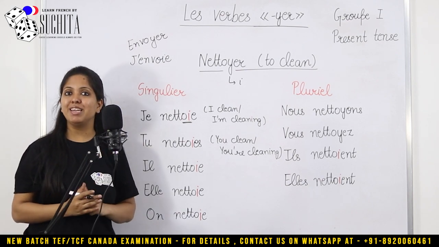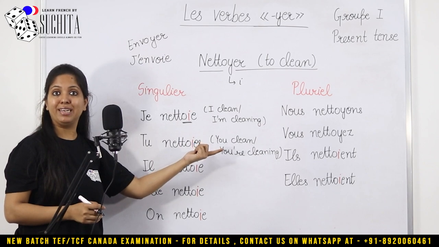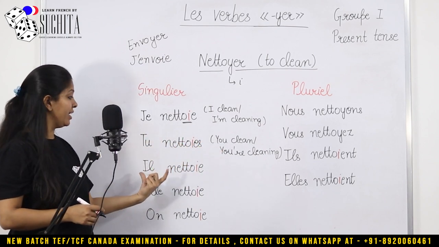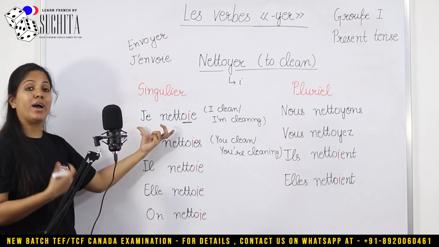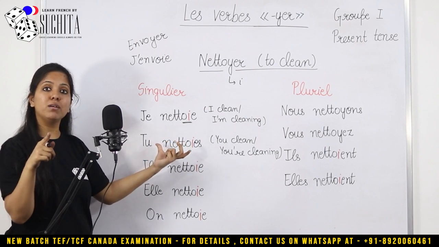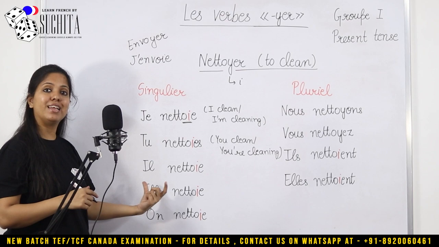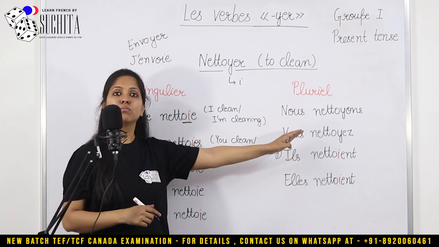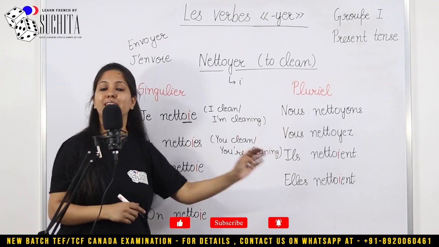Okay. So now the meanings in English. Je nettoie, I clean or I'm cleaning. Tu nettoies, you clean or you are cleaning. He cleans or he is cleaning, and likewise. Okay. Now I repeat the pronunciation. Je nettoie, tu nettoies, il nettoie, elle nettoie, on nettoie. Nous nettoyons, vous nettoyez, il nettoie et elle nettoie.